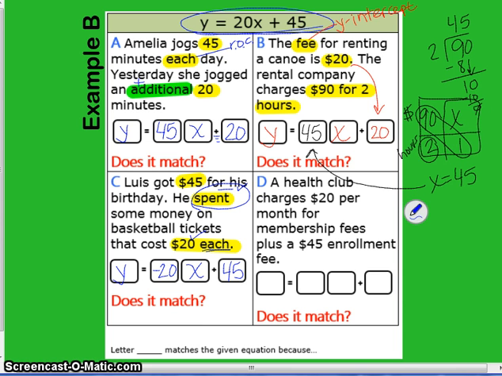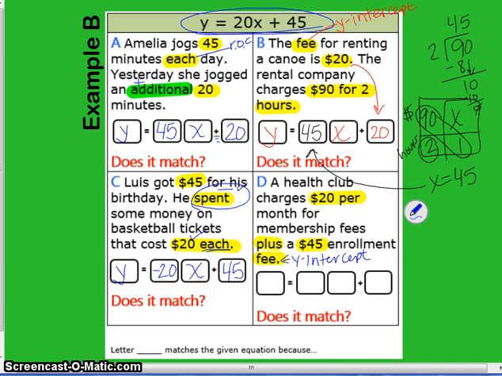Letter D, a health club charges $20 per month for membership fees plus a $45 enrollment fee. So I'm going to take my highlighter. I'm going to be highlighting important information. $20 per. Remember that per tells me that's my rate of change. Plus a $45 fee. I know that fees are always my y-intercept.